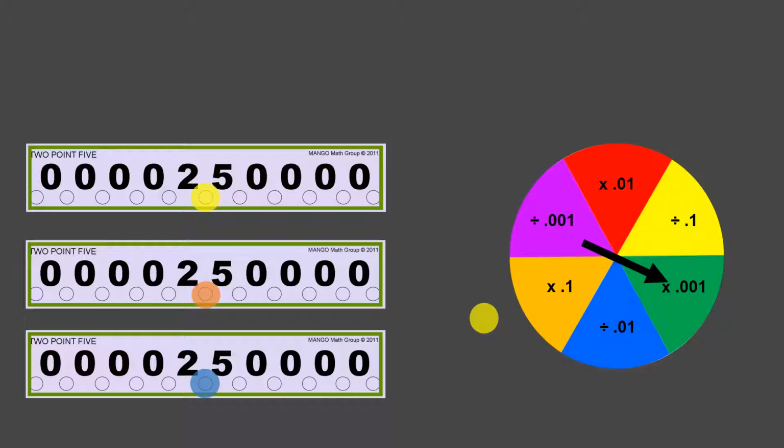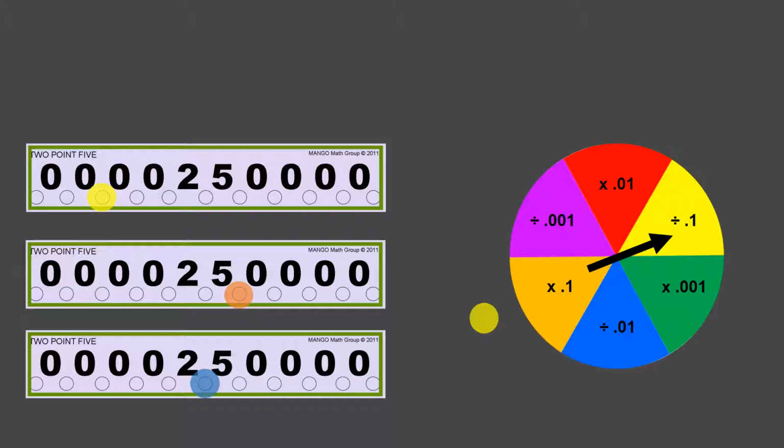So the first person will spin, and they're multiplying by 1/1000th. So they'll take 2.5 times 1/1000th, and they'll move their decimal point accordingly. So that's going to move it to the left, and they now have 25 10,000ths. The next player will go, and they get to spin the spinner, and let's say they're dividing by 1/10. So they're going to move their decimal place 1 point to the right, and now they have 25.